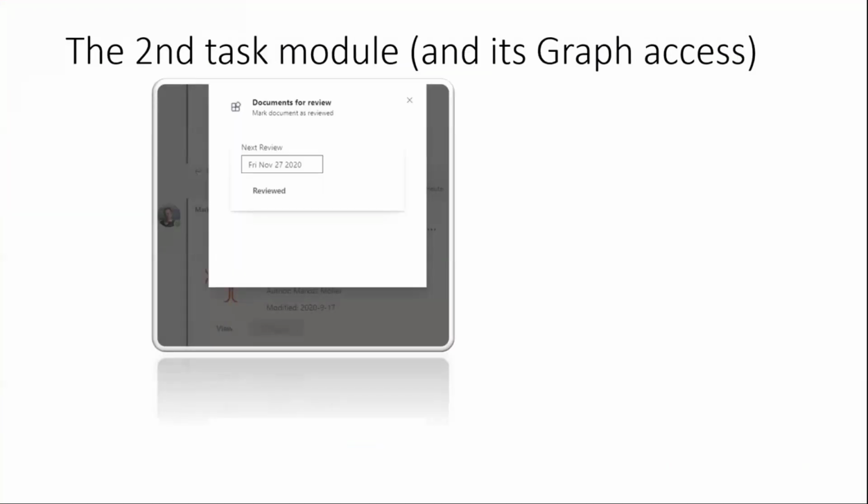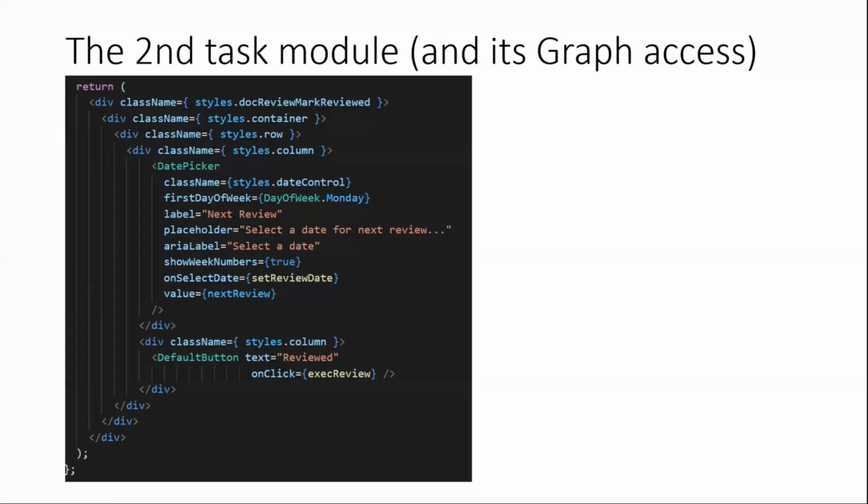Now, second task module opened in Teams again. Once again, we are back inside SharePoint Framework code. We render, in this case, only a simple form, small date picker, and the default button. The default button is the only point to mention here. On exec, it executes the reviewed action.